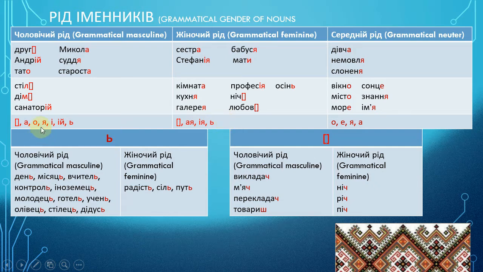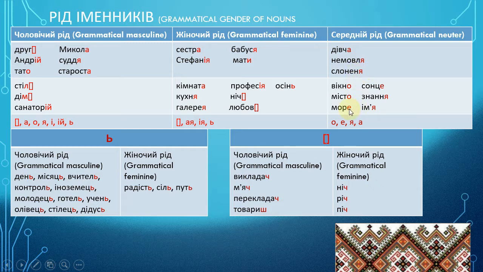So you see that in grammatical masculine and in grammatical feminine we sometimes have the same endings. So just try to remember that when you learn new words, you should remember not only the meaning but its gender too. Okay, середній рід, grammatical neuter. We have here endings а, я: дівча, немовля, слоненя. This ending we have in the nouns which are connected to someone small. For example, дівча, it's a little girl. Немовля, it's a baby. Слоненя, it's a baby elephant.